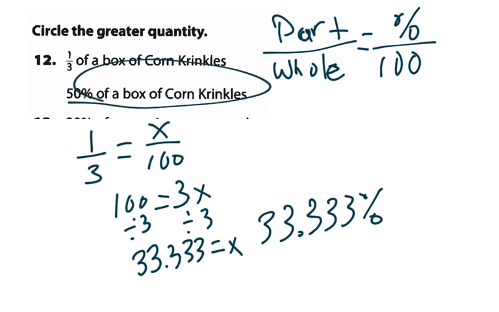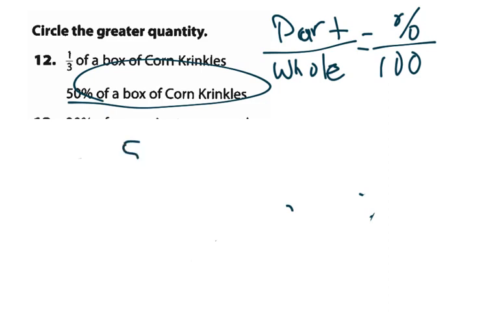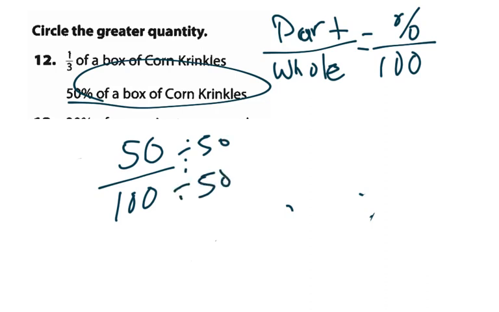The other way that I could do this one is look at 50%. Well, 50%, remember percent means out of 100, so it's 50 over 100. And if I can reduce that, I can divide by 50 over 50. I'm going to get 1/2. And 1/2 is definitely bigger than 1/3. So either way would work for that one.